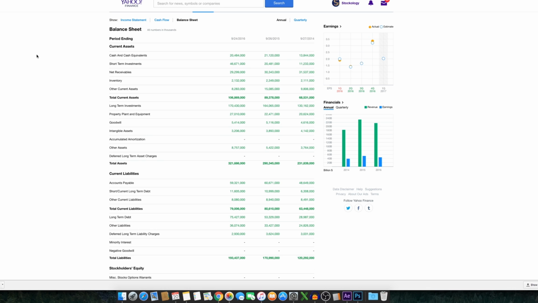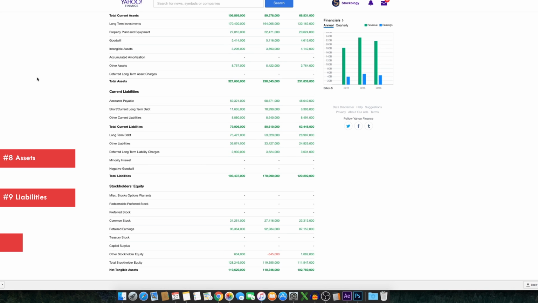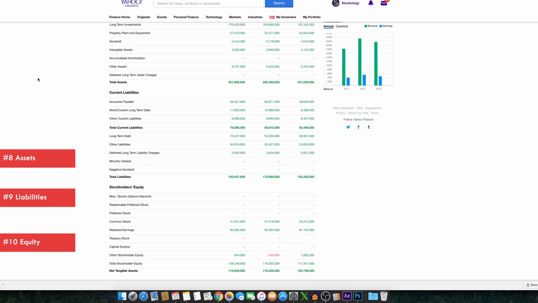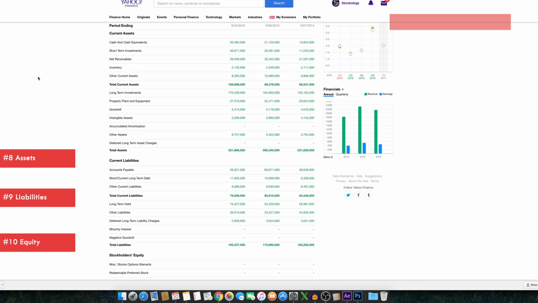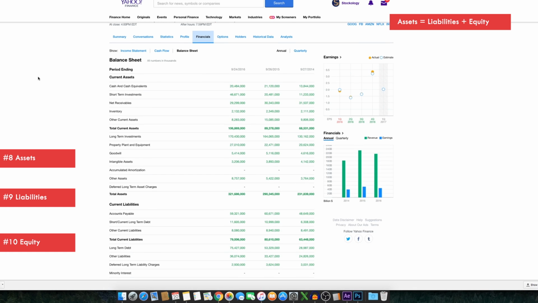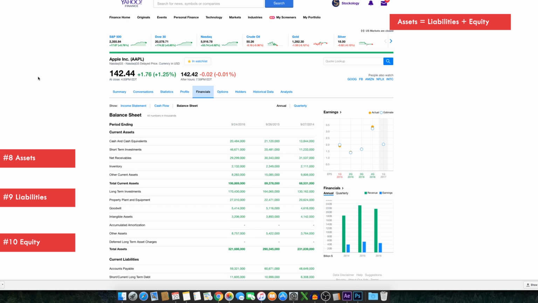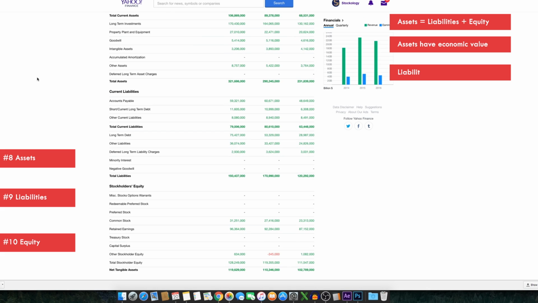The last three terms are assets, liabilities, and stockholder equity. It's an accounting equation: assets is equal to liabilities plus stockholder equity. So an asset is a resource that has a value and will have a value in the future. Assets can be factories, inventory, anything that has a value which can be used in the future to reduce cost or sell for cash.